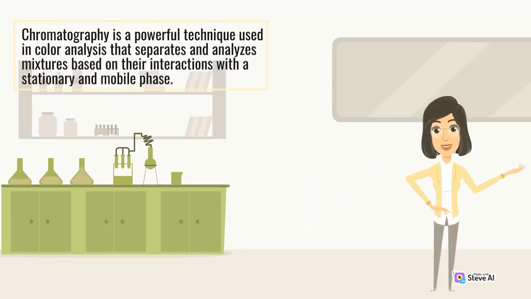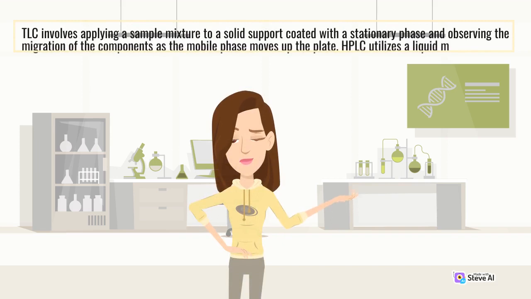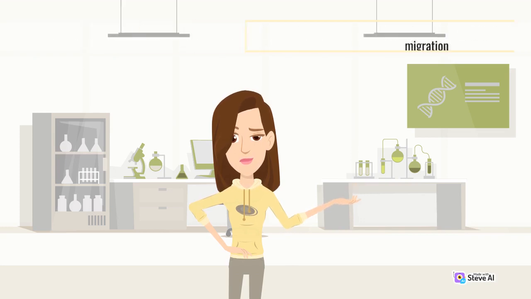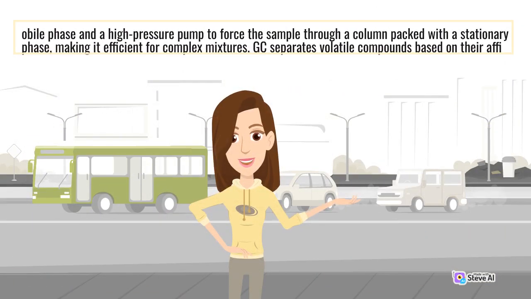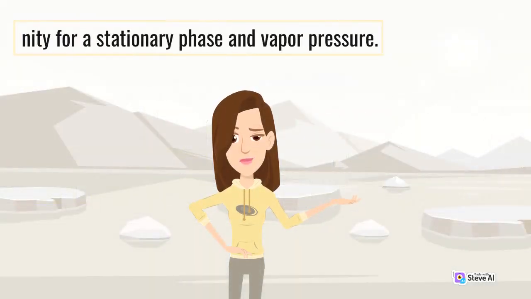Chromatography is a powerful technique used in color analysis that separates and analyzes mixtures based on their interactions with the stationary and mobile phase. TLC involves applying a sample mixture to a solid support coated with a stationary phase and observing the migration of the components as the mobile phase moves up the plate. HPLC utilizes a liquid mobile phase and a high-pressure pump to force the sample through a column packed with a stationary phase, making it efficient for complex mixtures. GC separates volatile compounds based on their affinity for a stationary phase and vapor pressure.